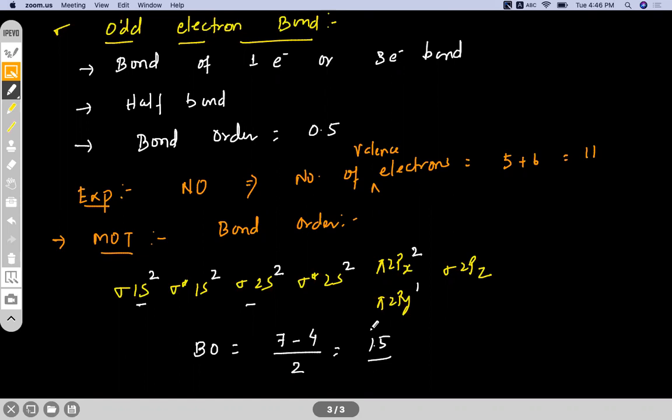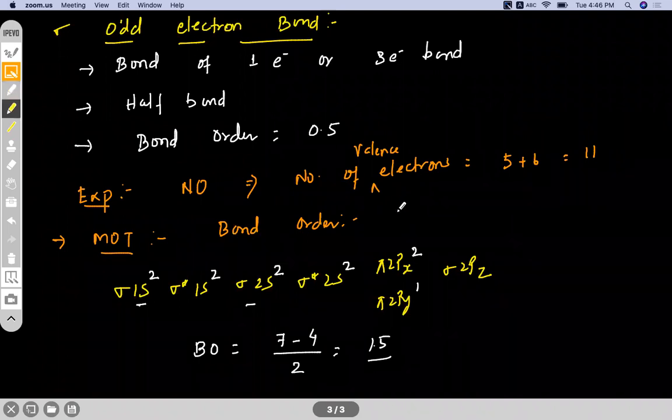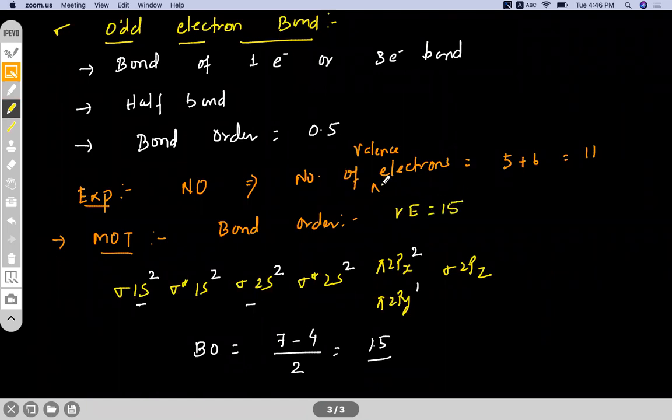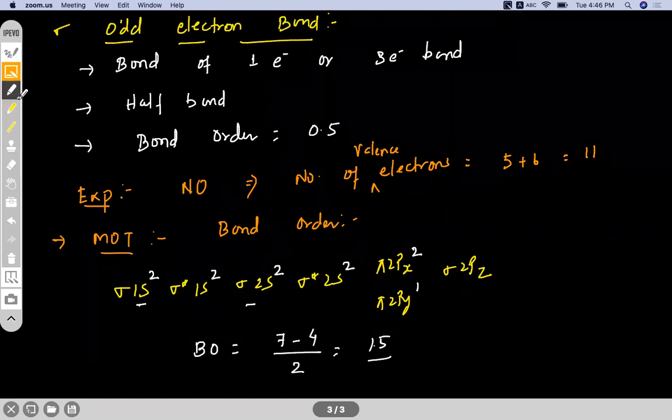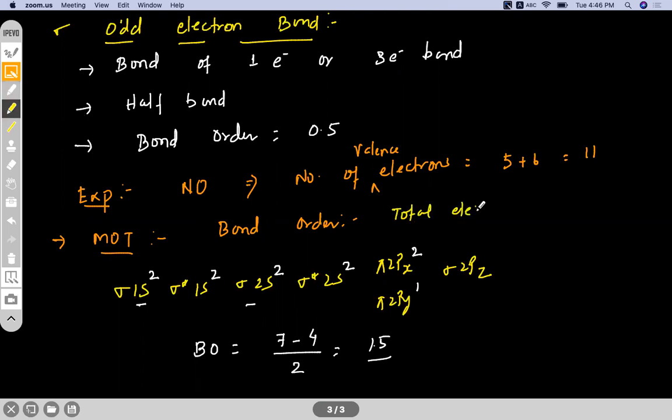Is it 1.5? See what we have done here. For bond order, we need the total number of electrons, not the valence electrons. The total number of electrons is equal to 15. And that's why the order of the antibonding and bonding molecular orbitals is this.